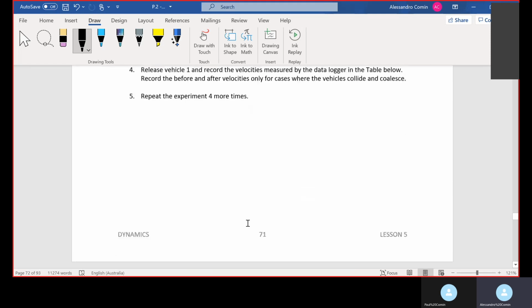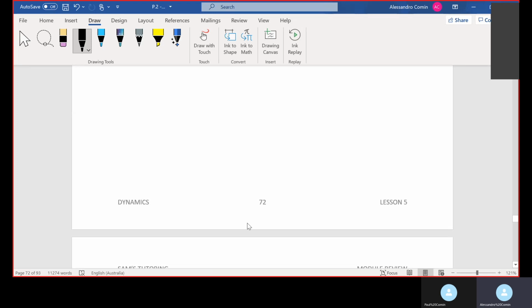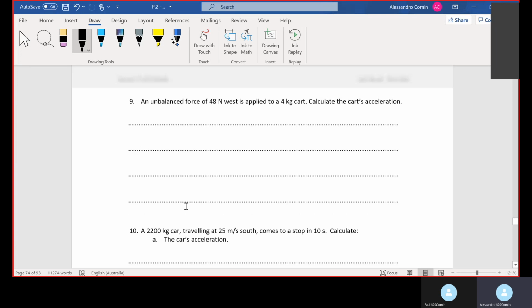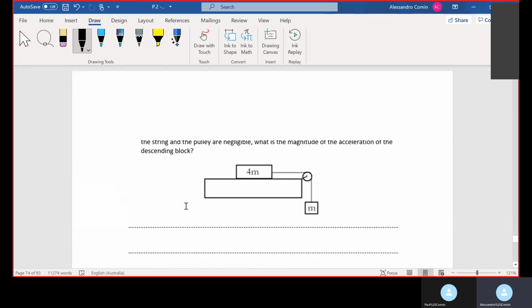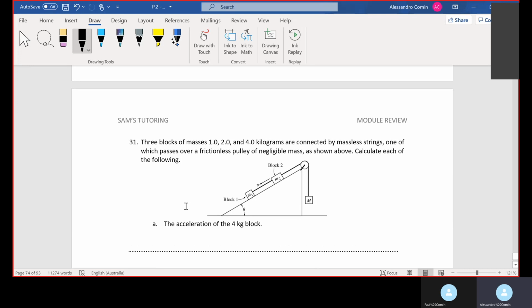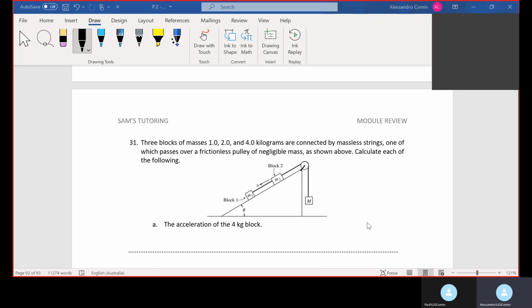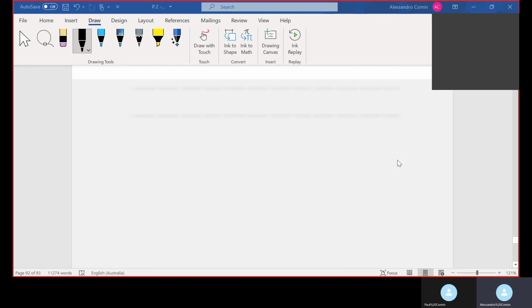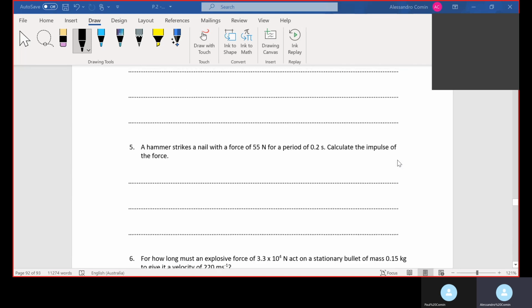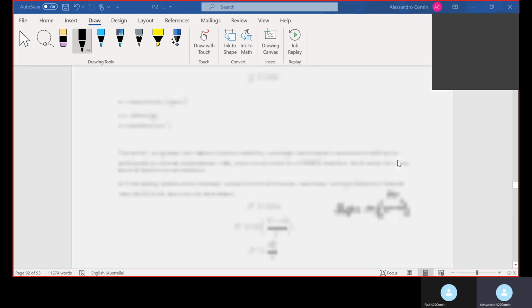We have a prac here, but I don't really do pracs because I don't have the resources, unfortunately. But that's it. All we have left are these end of module questions. How many of them are there? There's 31 questions. They're all pretty good, pretty tricky at times, but they're all just meant to serve you and serve your understanding of this module.